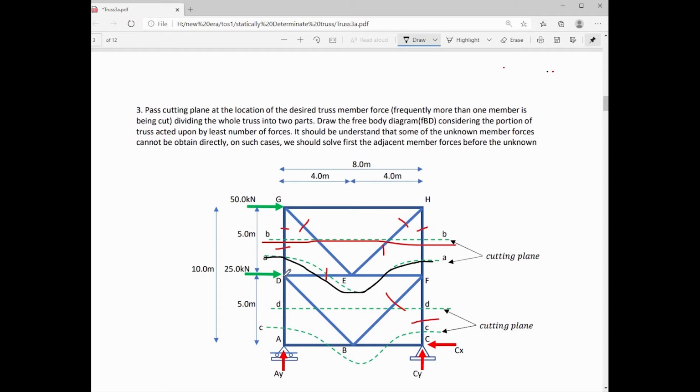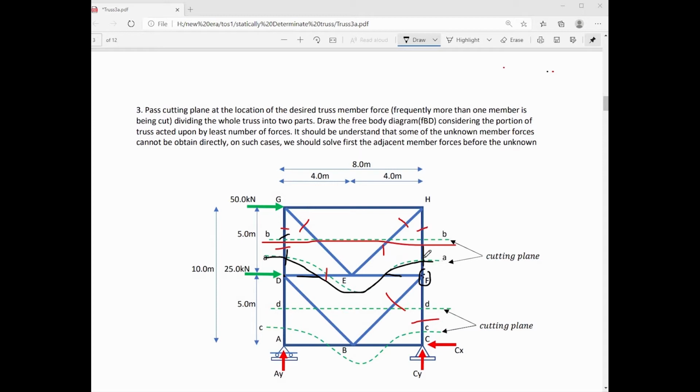diagram. If we apply summation moment at joint D or joint F, 3 unknown member forces will intersect at those joints. For example, at joint D, we have DG, DE, and EF. Those will intersect at the moment center at joint D, thereby the only unknown will be member force HF. And if we apply summation moment at F, DE, EF, and HF will intersect at our moment center, that is joint F. The only unknown will be member force DG.